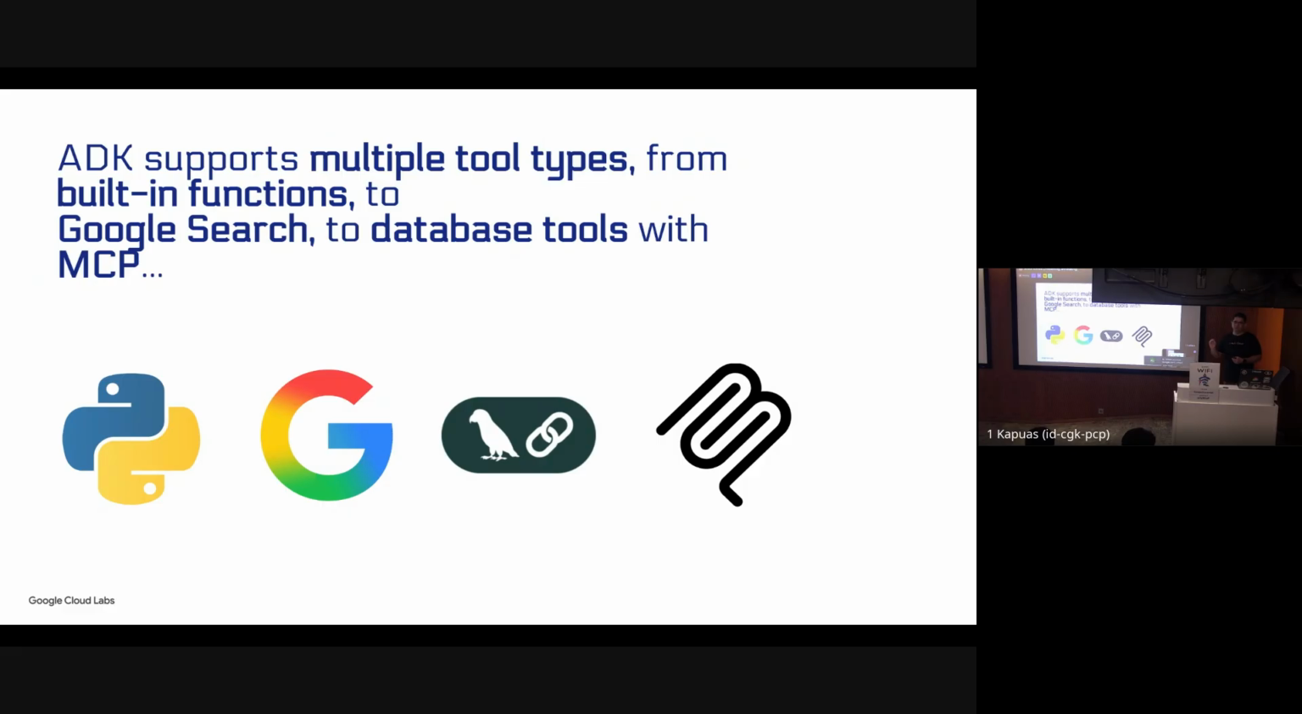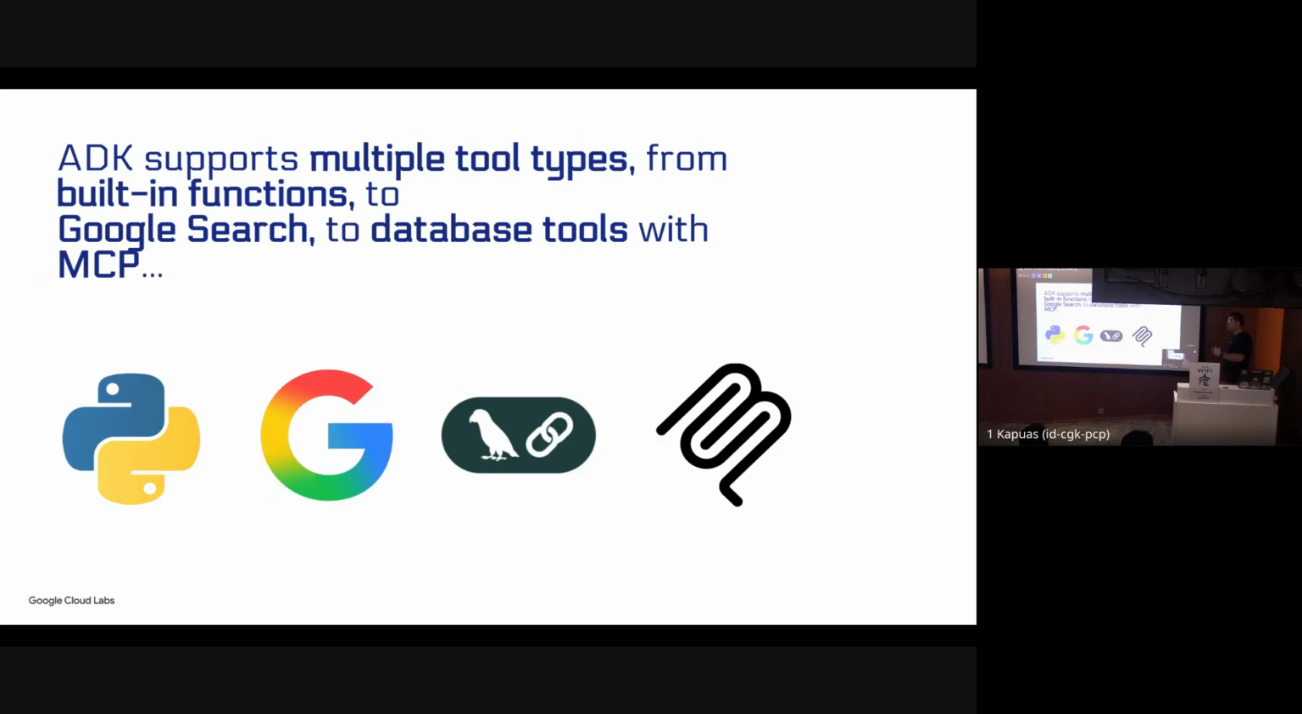ADK is designed to be flexible and it supports multiple tool types right out of the box. You can use simple functions that you want to call, you can connect to Google Search, and you can use powerful database tools with MCP as well. Again, we'll talk about MCP in a minute. Now, although this slide is showing you a Python logo, ADK is actually available for Python, for Go, for Java, and we have TypeScript coming soon as well.